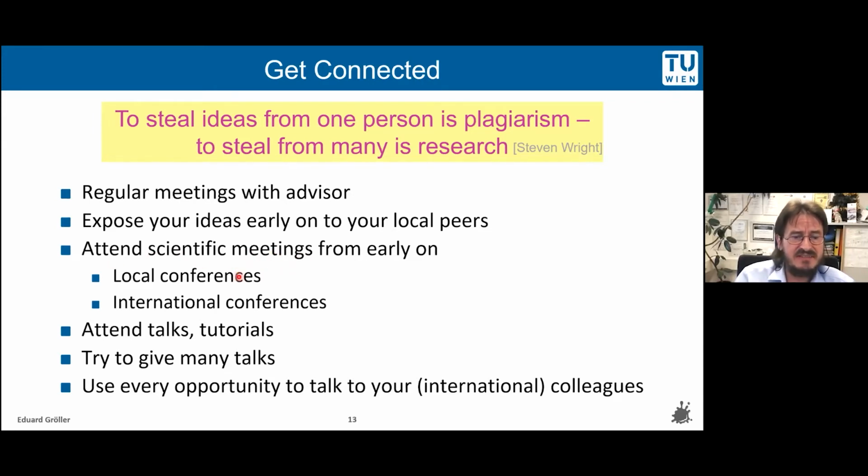Especially local conferences or international conferences. Usually or often a funding agency is paying your travel to a conference only if you have a paper accepted. And this is not good, because right at the beginning, you should be exposed. What are other people thinking of? What are their ideas? How are they framing their research questions, for example?